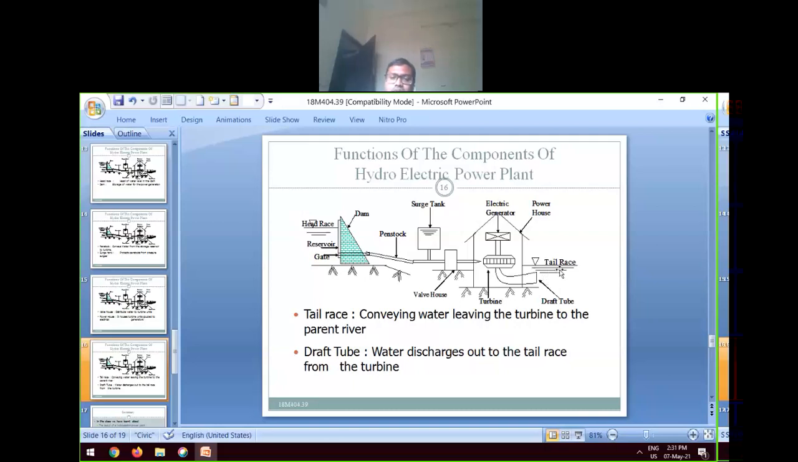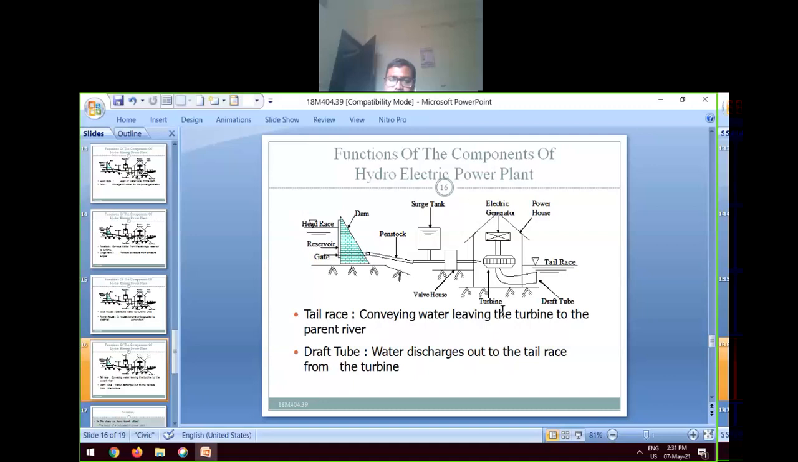Okay, so the water should be transferred to the nearest river by using this tail race arrangement. Next part is the draft tube. The draft tube is a connection which connects the turbine outlet and the tail race. It discharges the water out to the tail race from the turbine, right?